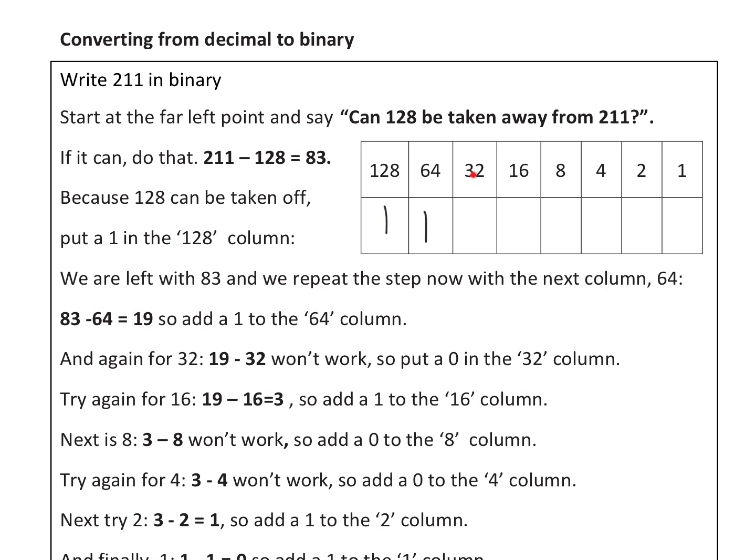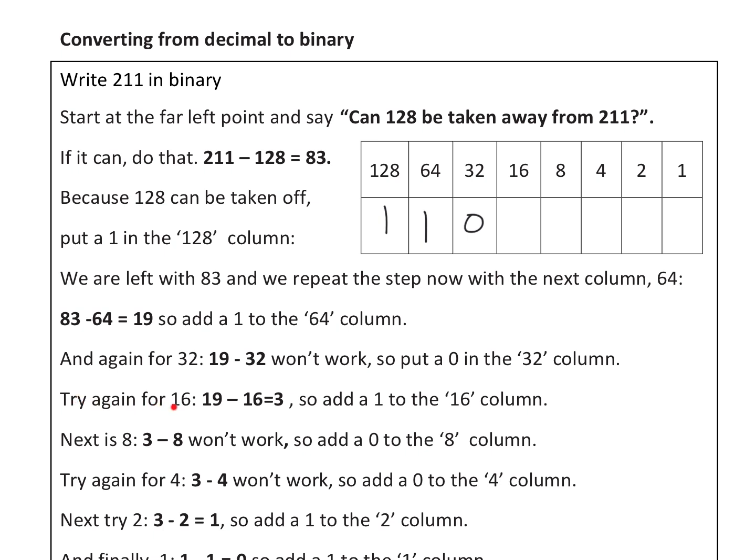And we go again to the next column, 32. So again for 32, can we take 32 from 19? No, 32 is bigger than 19. It won't work. So 32 doesn't fit. So we put a 0 in the 32 column. We've still got the remainder 19, which we haven't got rid of yet. So we try the next column.